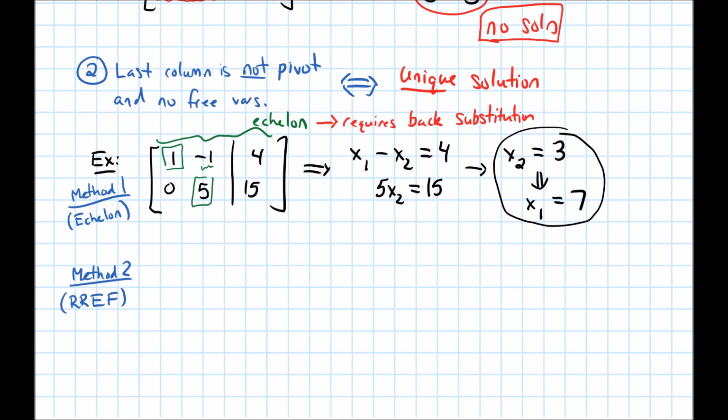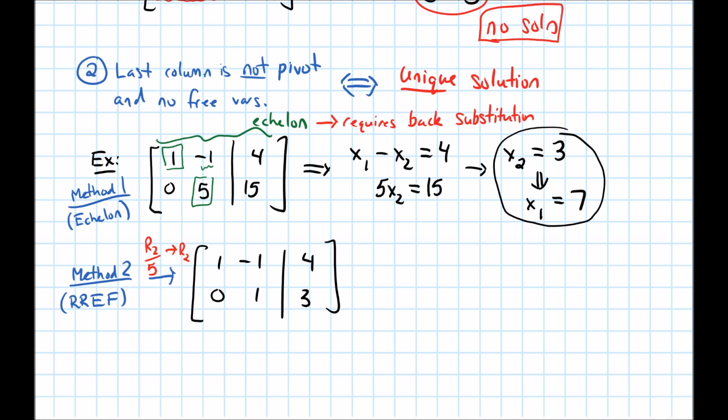So let's row reduce this. If we row reduce our matrix, well, let's divide the second row by 5. So the first row stays the same. If I divide the second row by 5, I'll get 0, 1, 3. So we have divided row 2 by 5 and inserted that into row 2.